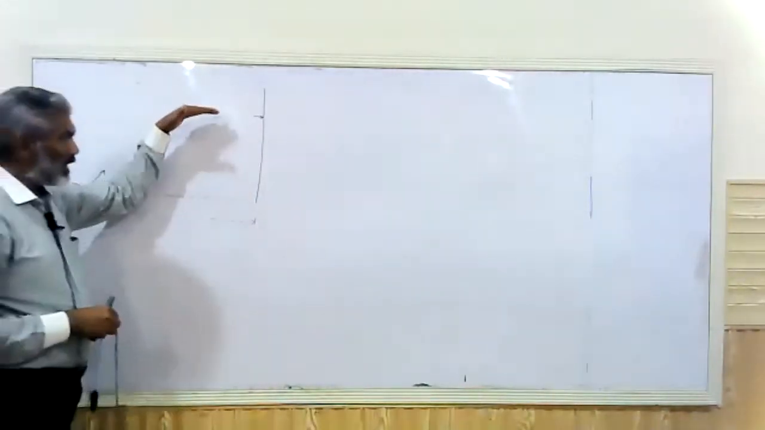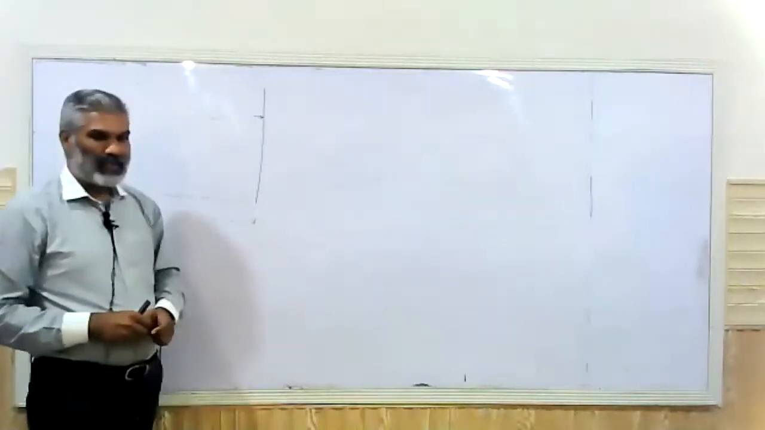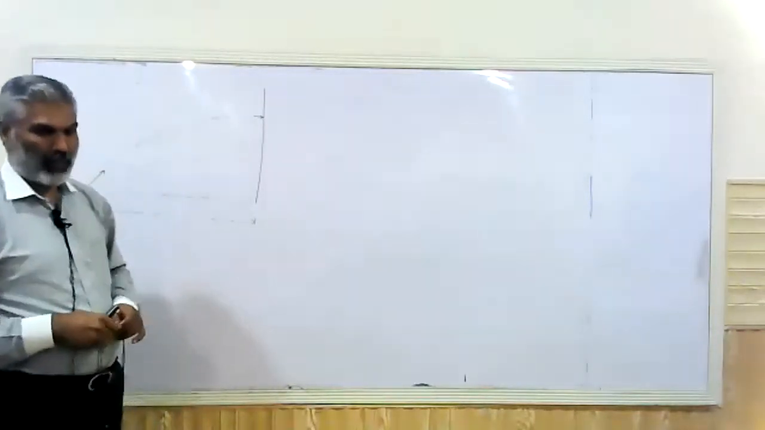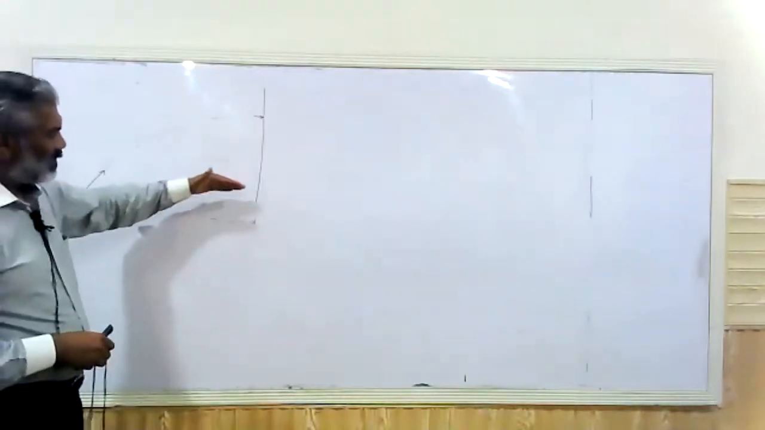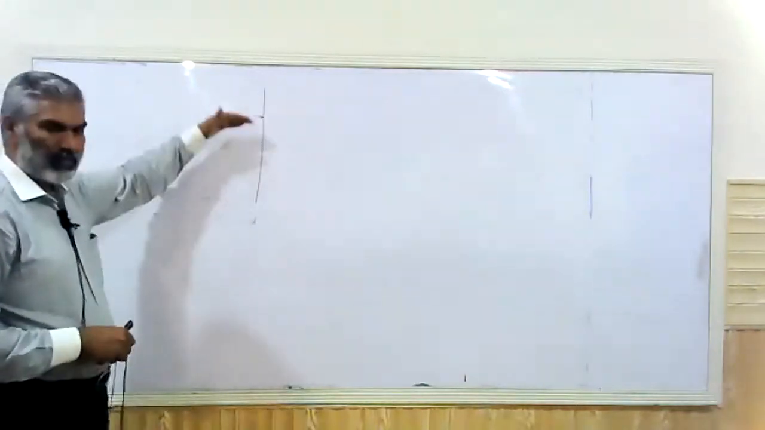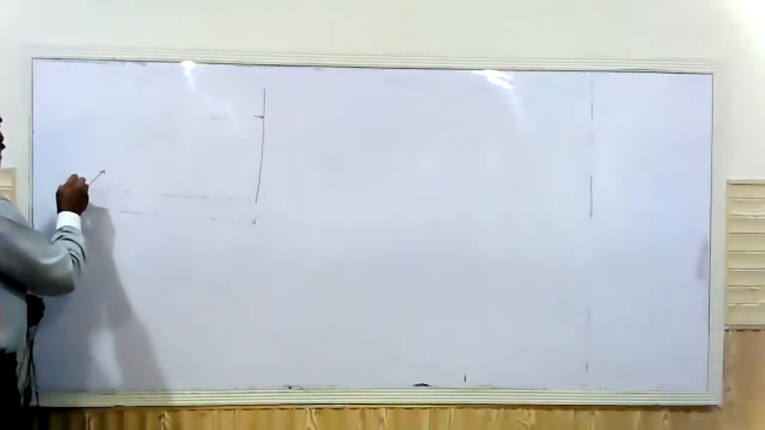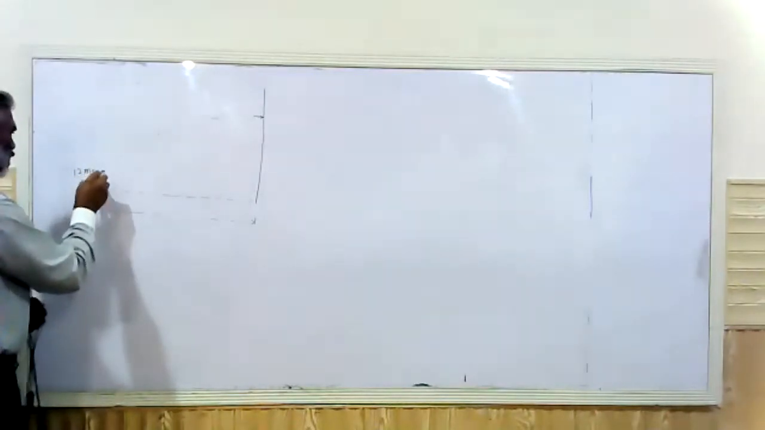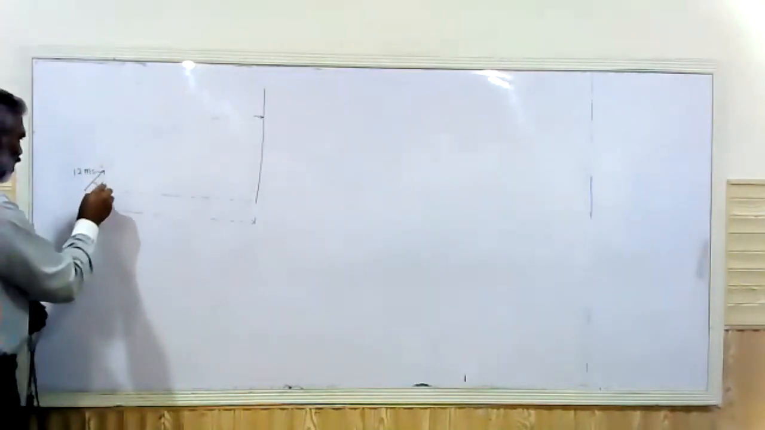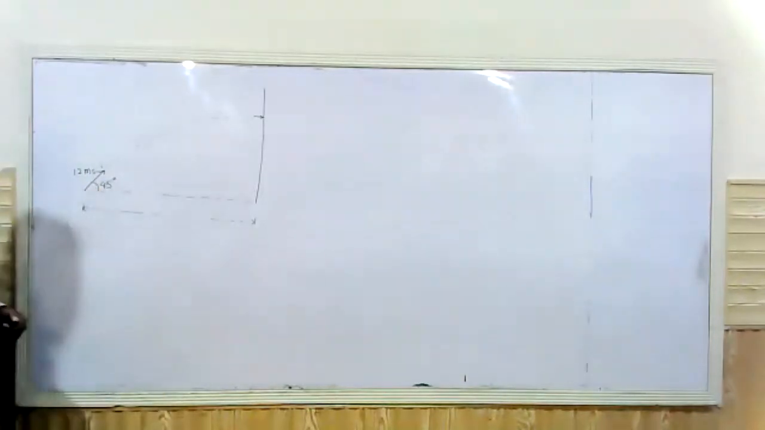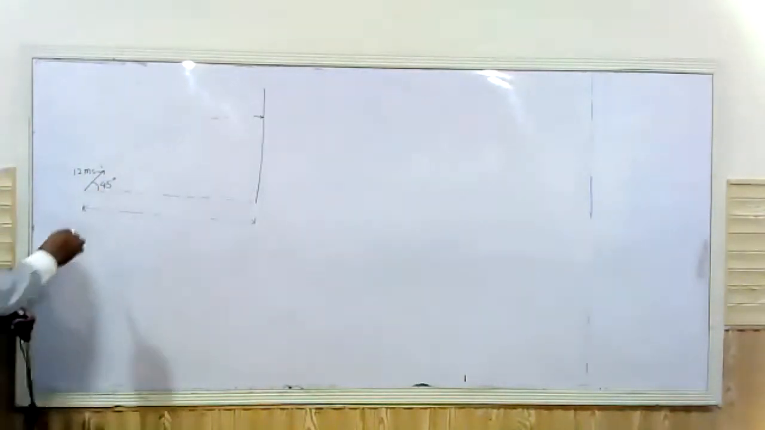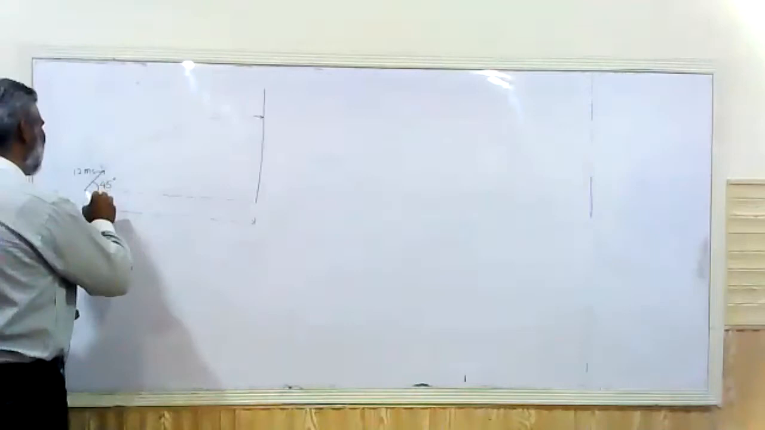When it is exactly horizontal, it is at the maximum height. That means I can guess what distance it is. If I know this speed, suppose this is 12 meters per second, and this angle is known, let's say it is 45 degrees. So when you throw this, you have two components. One is the horizontal component, the other is the vertical component.